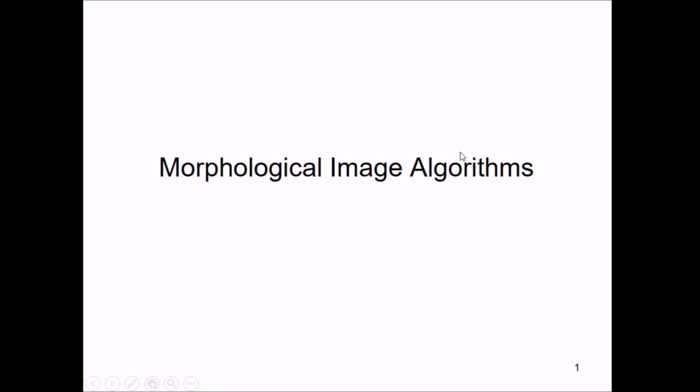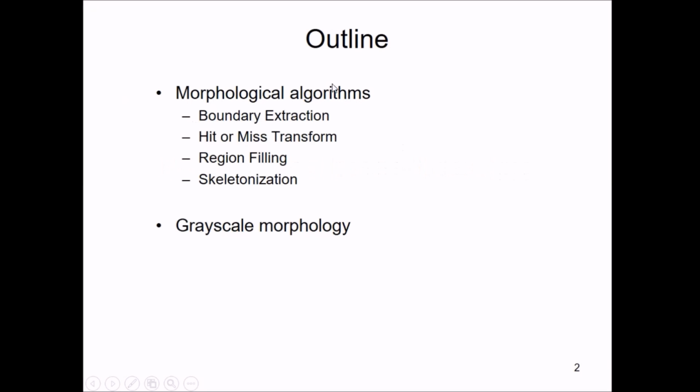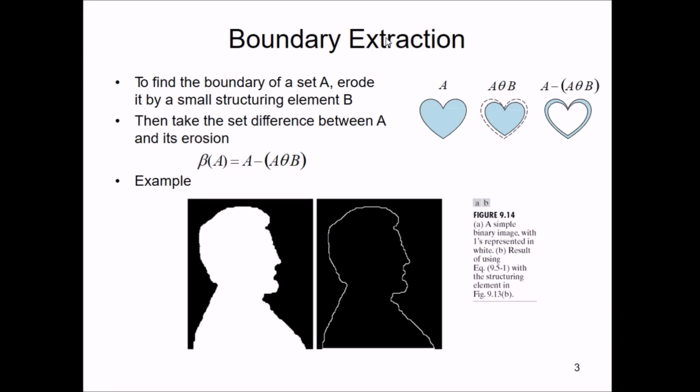So let us talk about morphological image algorithms. We will see boundary extraction, hit and miss transform, region filling and skeletonization. Also we'll talk about grayscale morphology. So boundary extraction, this is how we find the boundary.